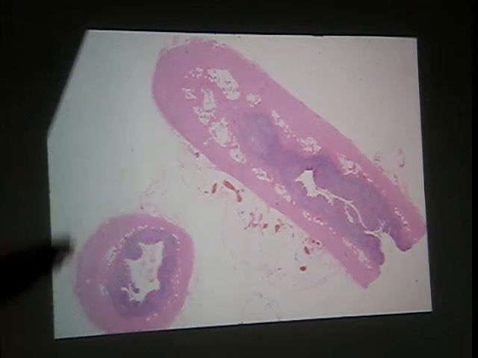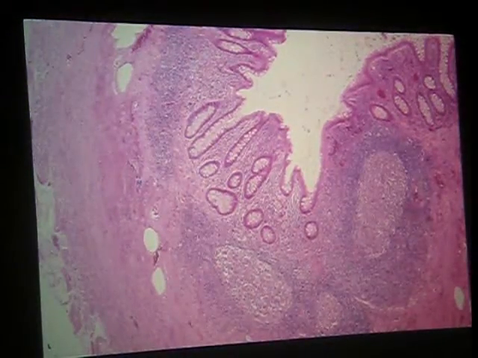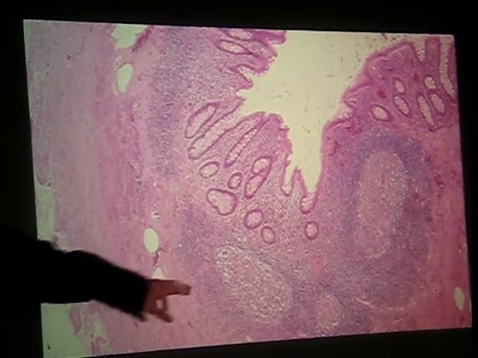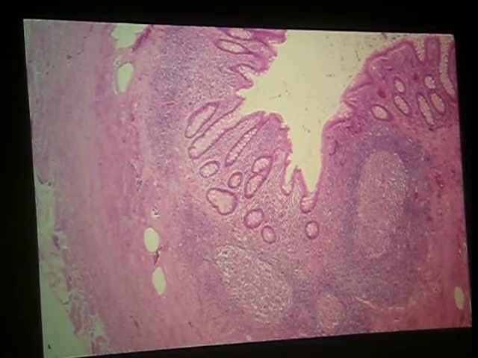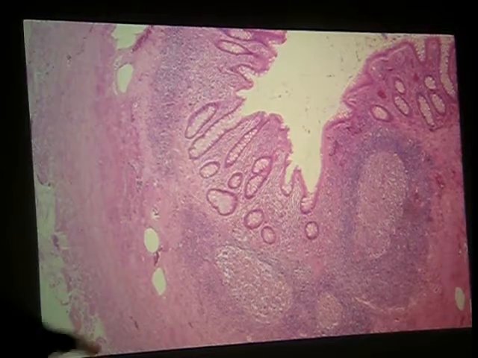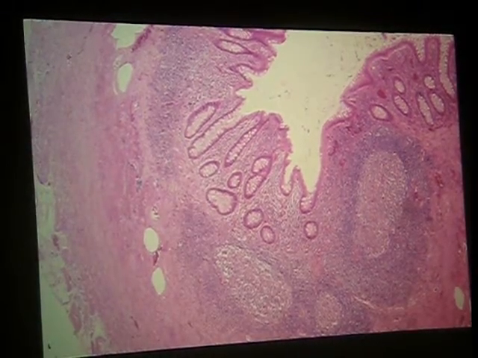Yeah, this is kind of nice to get it both in long and cross section. I don't think I did. So the mucosa resembles the large intestine or the colon. The lymphoid tissue, the follicles, unlike the ileum, are completely circumferential in the submucosa and in regions like this, infiltrating up into the mucosa.